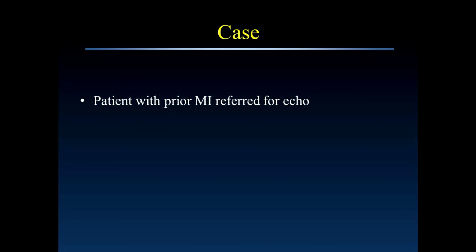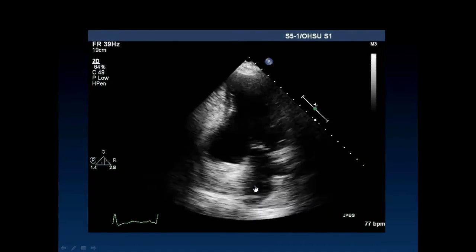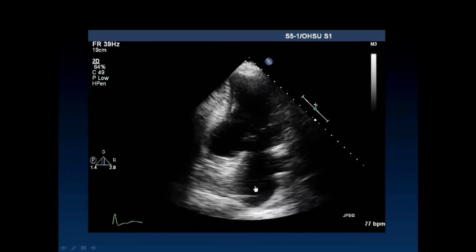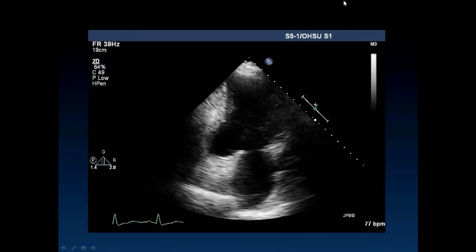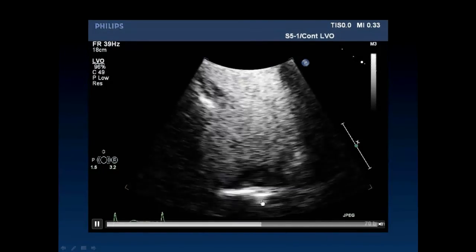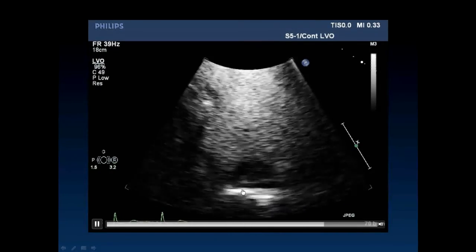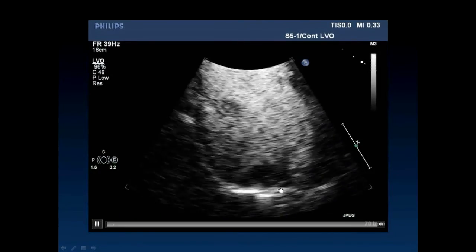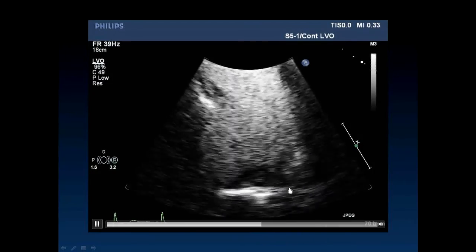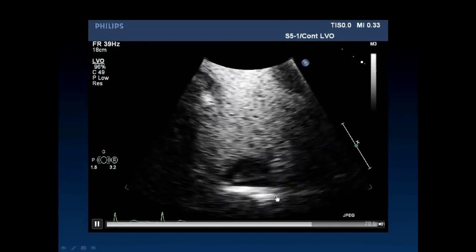Finally, this is a patient with a prior myocardial infarction referred for an echocardiogram. So on this apical 2-chamber view, you can again see a large true aneurysm affecting the basal inferior segments of the myocardium. However, it was not until after we had administered contrast for left ventricular opacification that we realized that within the aneurysm there was actually a filling defect, which you can see. So this identifies the presence of a thrombus within the aneurysm that had not been noticed before.